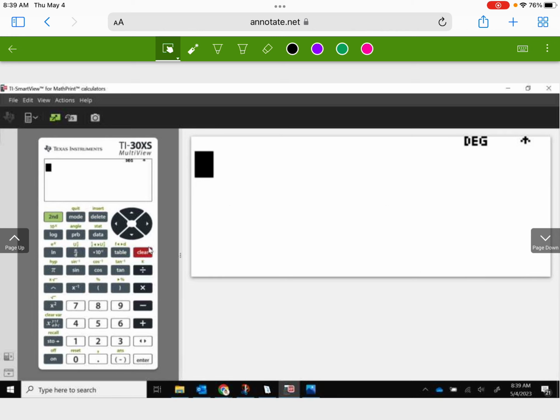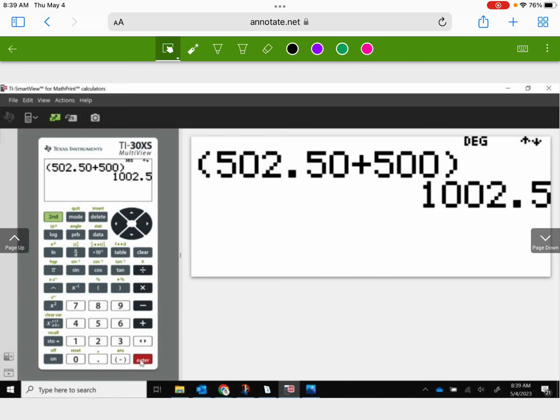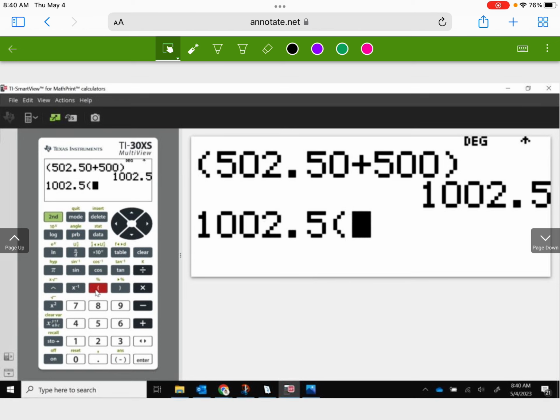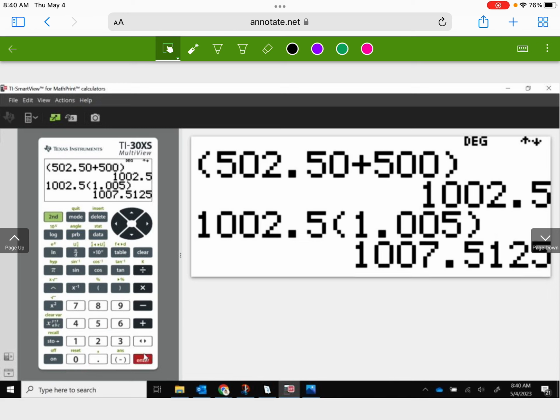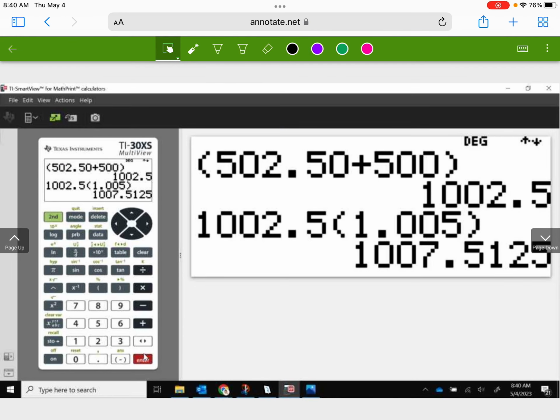We're going to take our 502.50. We're adding $500 to it. So that's our balance before interest. Then we've got our 1,002.5. And we have our interest of 1.005 per month. I know it's a lot. 1,007.51. So at 2 months, simply by adding $500 this month, we now have $1,007 and what was it, 21 cents? 51 cents.